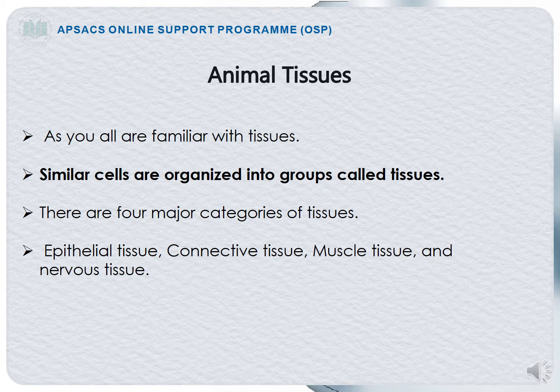Now, as you all are familiar with the tissues, if we define tissue, tissues are similar cells. When they are organized into groups, they are called tissues. There are four major categories of tissues, that are epithelial tissue, connective tissue, muscle tissue and nervous tissue, as we have discussed in the flow.